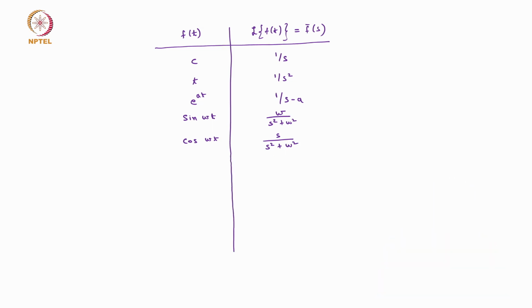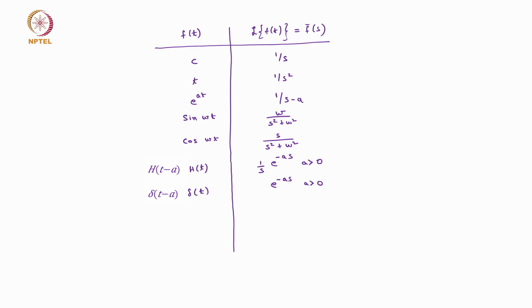Let us also look at the Heaviside and the Dirac delta function. The Laplace transform for the Heaviside function h of t is 1 by s times e power minus a s, and a should be greater than 0. The Laplace transform for the Dirac delta function, we do not have this 1 by s like in the previous equations, we simply have e power minus a s, and again a should be greater than 0.